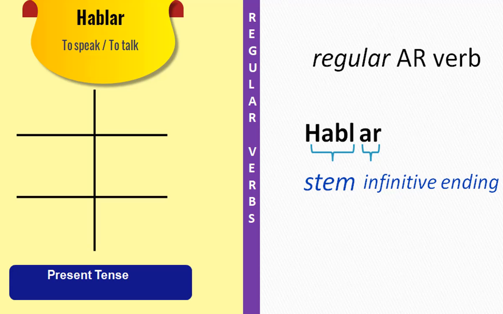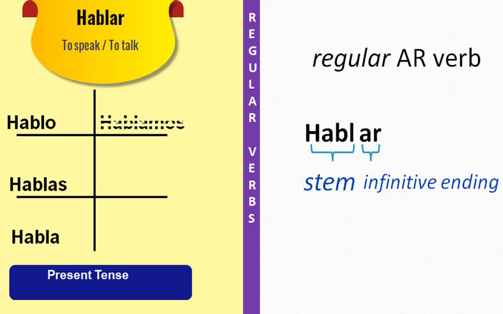So if we look over here, ar is the infinitive ending of a verb, and the rest of the verb is called a stem. In regular verbs, we have defined endings for AR, ER and IR verbs for each of the personal pronouns: yo, tú, usted, nosotros, vosotros, ustedes form. And we add the stem to the predefined endings to form the conjugation. So when I want to say I speak, hablo. You speak, hablas. And similarly, habla, hablamos, habláis, hablan in present tense.